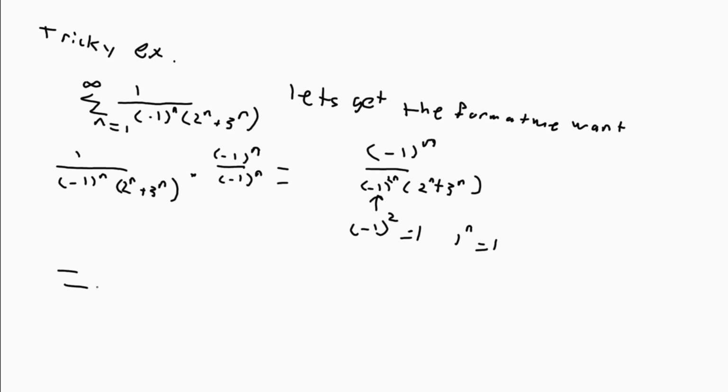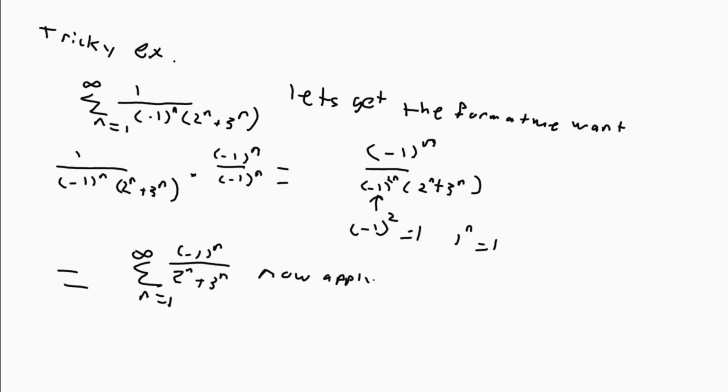So we could just say the entire sum is the sum from n equals 1 to infinity of (-1)^n over 2^n plus 3^n. And I think from here you guys are getting the hang of it and you might be able to solve this on your own.